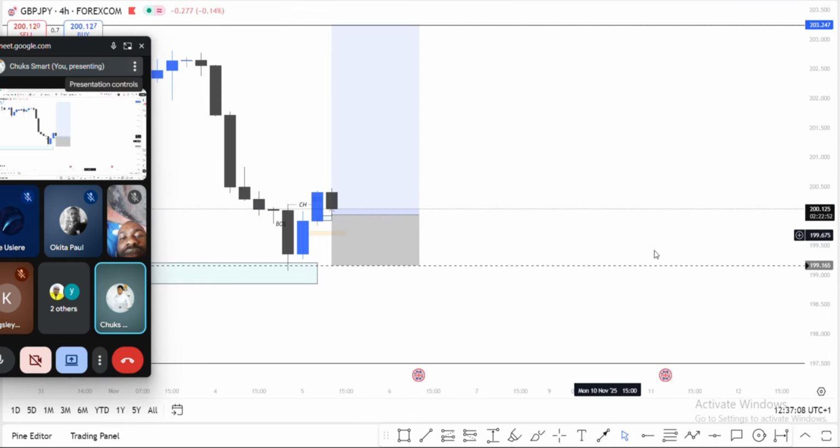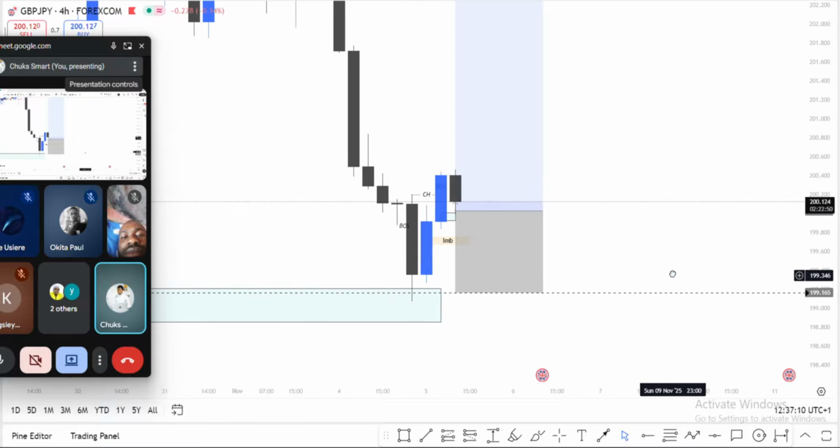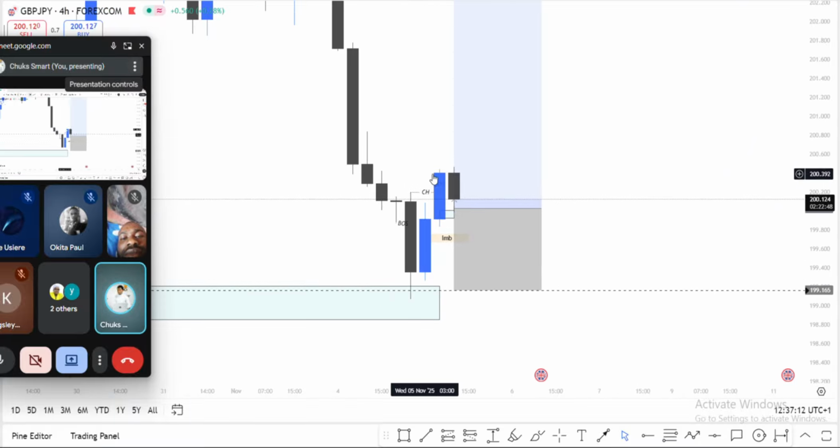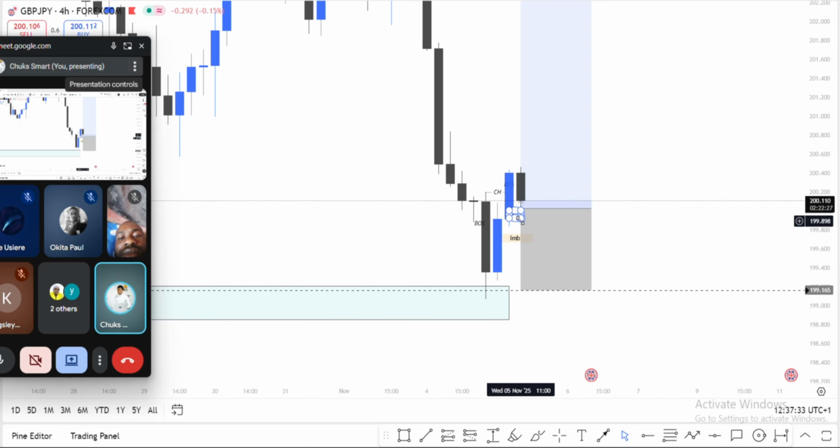Let me zoom out. I wanted to see another 4 hour candle close up to cover this particular candle here. For me, that would be a kind of a change of character, because it's an indication that buyers have now entered the market, and that's exactly what happened, right? Price came and took it out. So right now we are looking for a buy from this particular zone. That's why we took this buy.